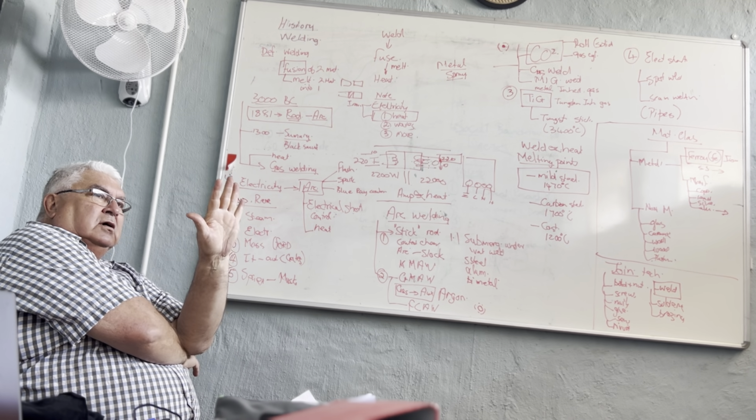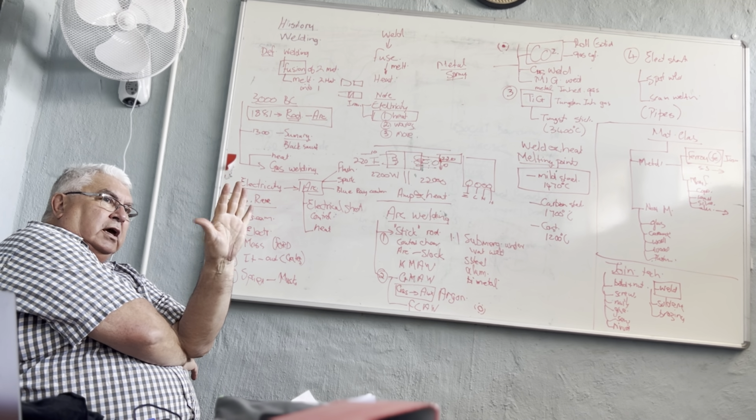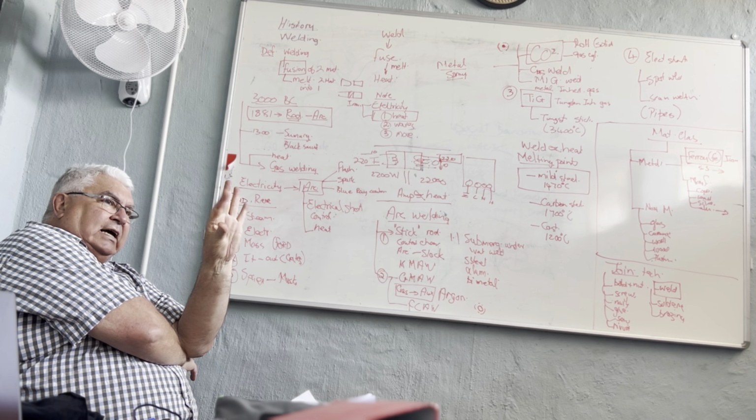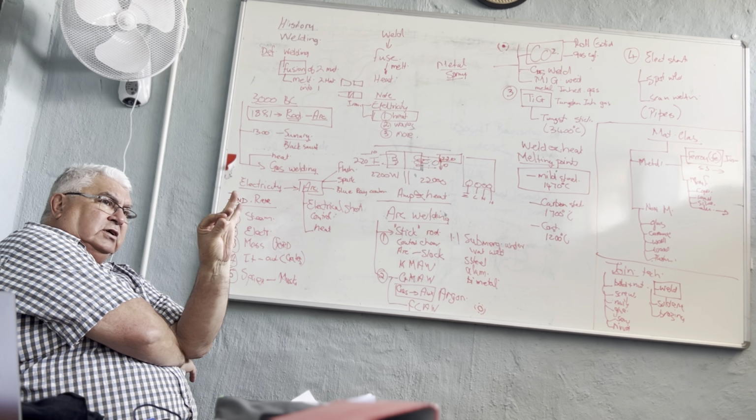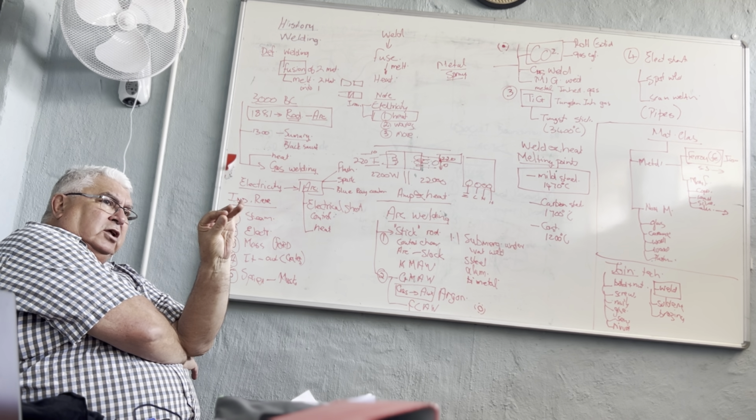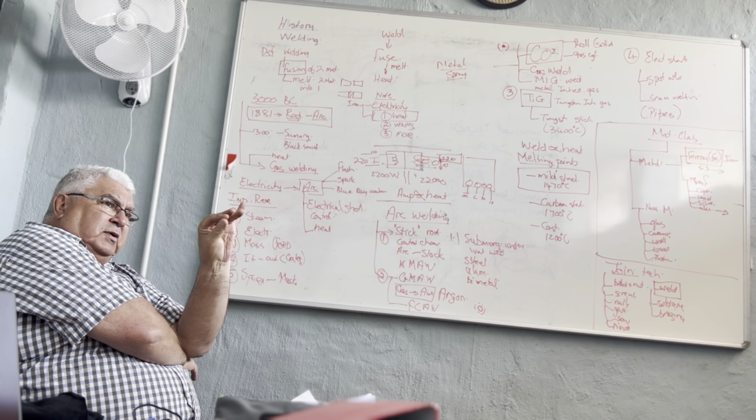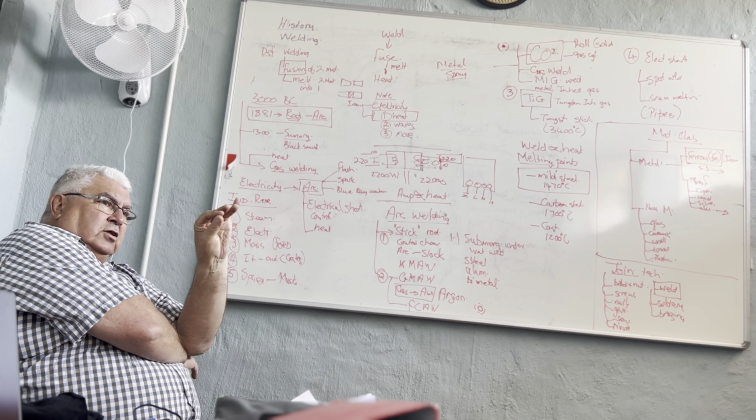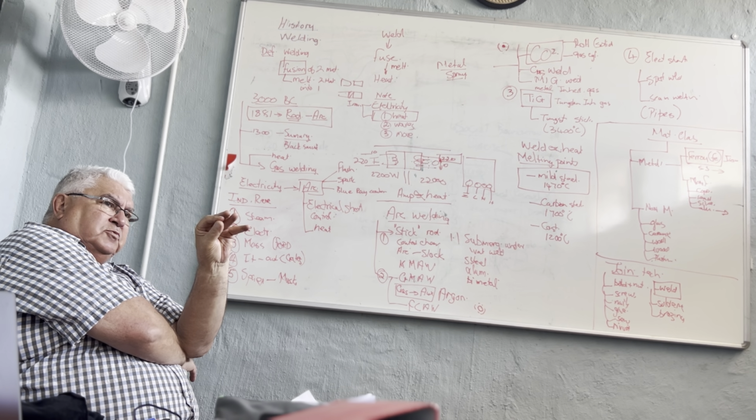Five things. Let me go through it again. Air, light, fire protection, like a fire extinguisher, PPE and equipment, the right equipment and the right PPE. And the last one is a safe working space.